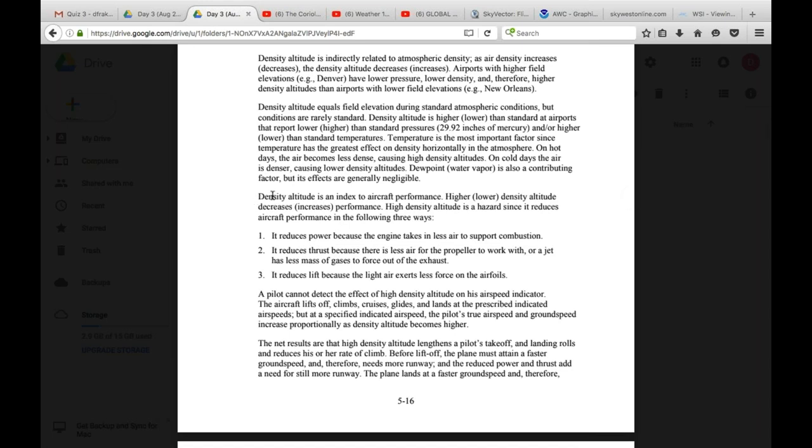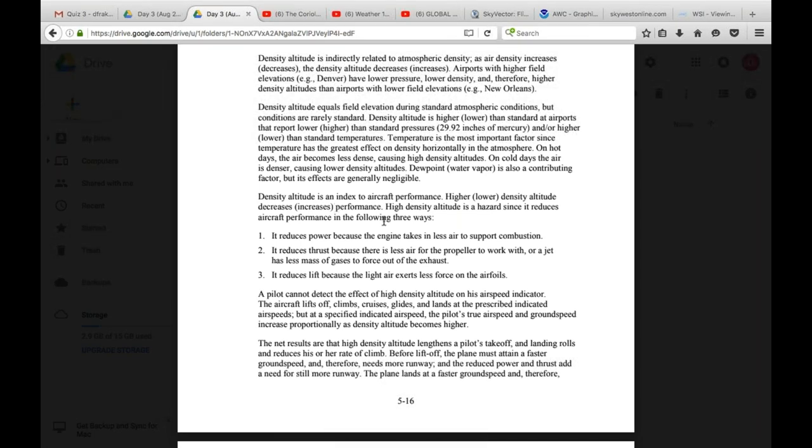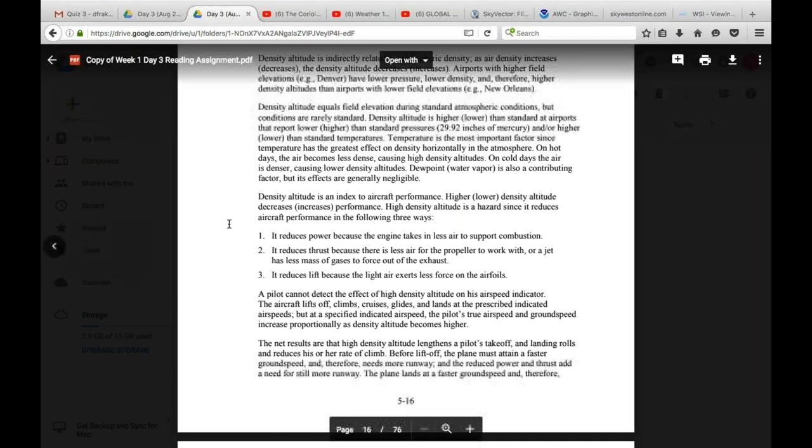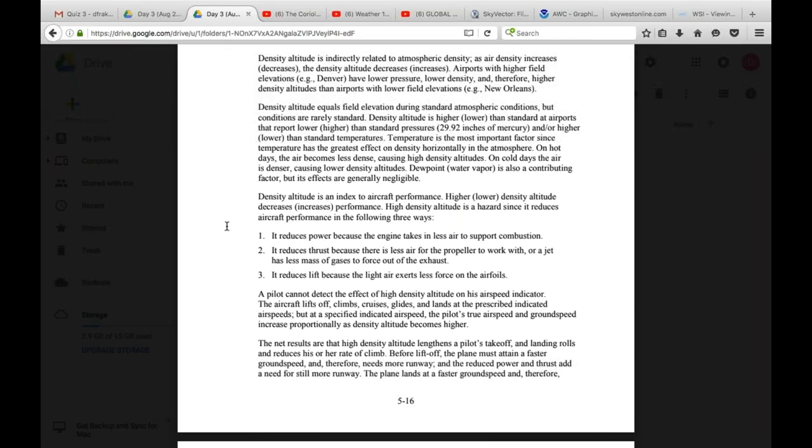So down here, density altitude is an index to aircraft performance. Higher density altitude decreases performance. Lower density altitude increases performance. So high density altitude is a hazard since it reduces aircraft performance in the following three ways.